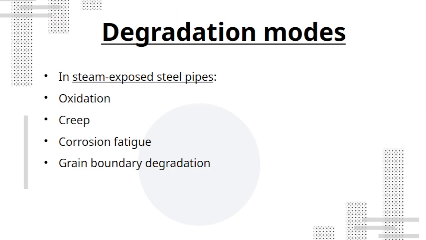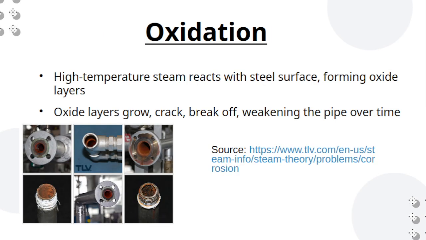And there are four main degradation modes that happen. For steam exposed steel pipes, there's oxidation, creep, corrosion fatigue, and grain boundary degradation. For oxidation, the high temperature steam reacts with the steel surface, forming oxide layers, things like ferric oxide, which can grow, crack, break, or spall off, weakening the pipe over time.